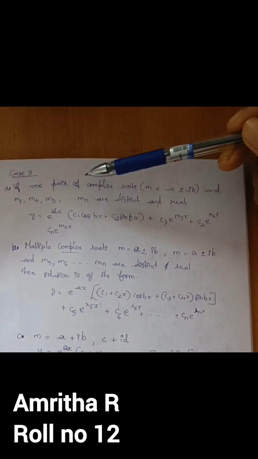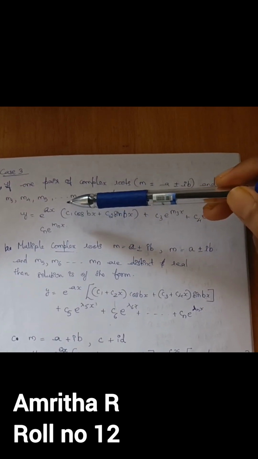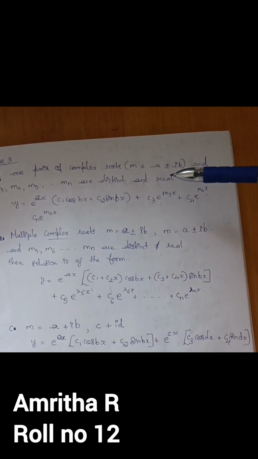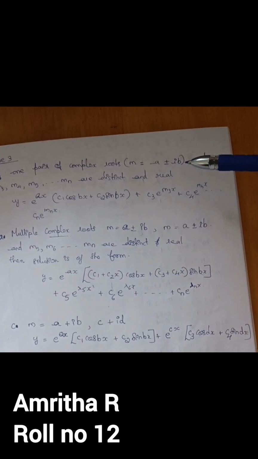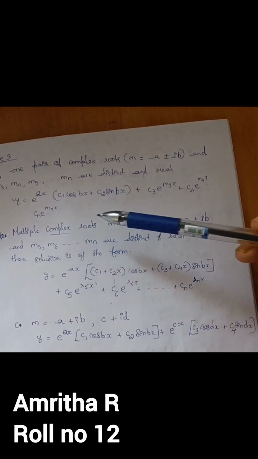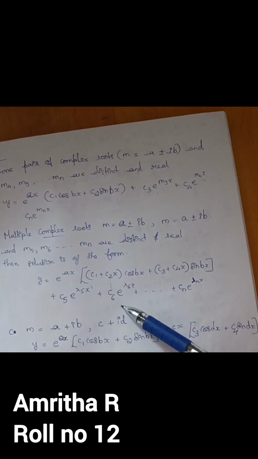Case 3, if there is one pair of complex roots and the others are real and distinct, the form is y = e^(ax) (c1 cos bx + c2 sin bx) + c3 e^(m3 x) + c4 e^(m4 x) etc. + cn e^(mn x). Next, in the case of multiple complex roots and the others distinct and real, then this is the form.